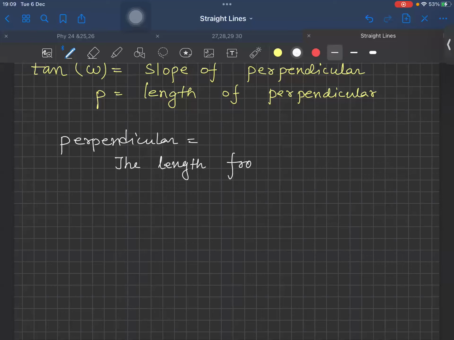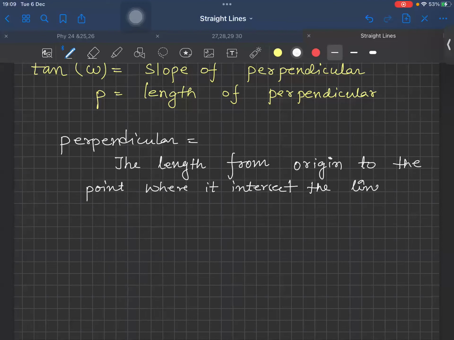from the measure of length, or I'm just writing the length, if you can understand. The length from origin to the point where it intersects a line, the given line, you can write the given line, L. Okay, the given line L at 90 degrees.